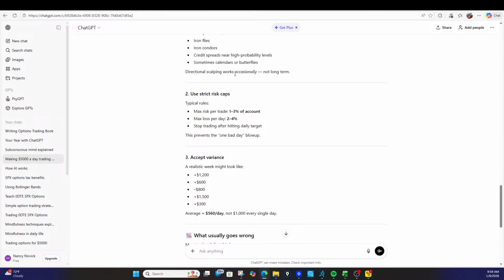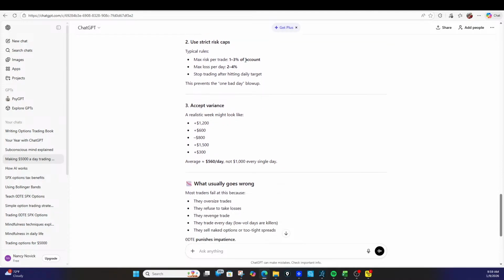Directional scalping works occasionally, not long term. Well, I'm trying this every day, and scalping to me would be the $500. Some people may think scalping is like $100, whatever. For me, scalping is around $500. Maximum risk, it's talking about the loss per day, all these kinds of things.